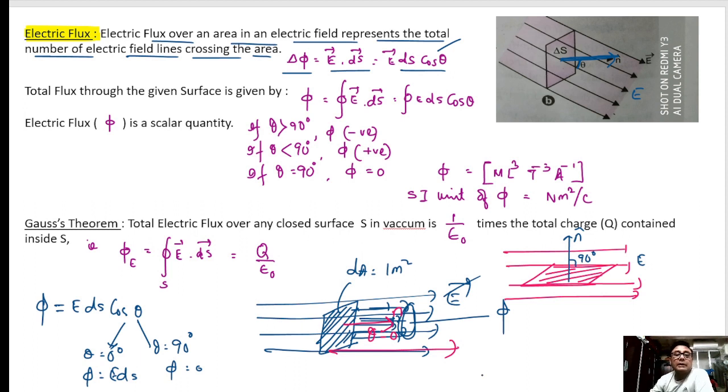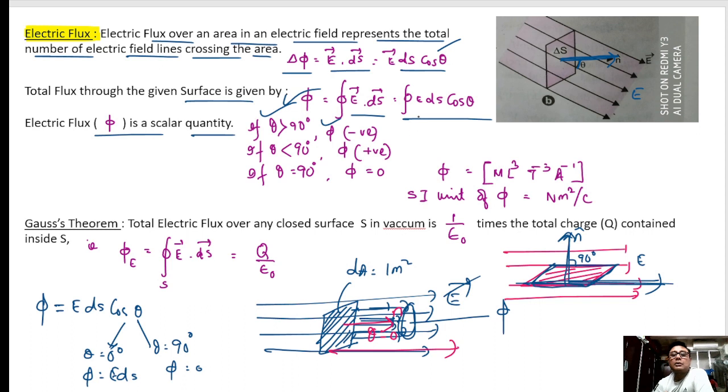So in this case, flux is given as phi equal to, for a closed surface, the line integral of E dot ds, which is E ds cos theta. Theta is the angle between the normal of the surface and the direction of the electric field. So electric flux is a scalar quantity. If theta is greater than 90, phi is negative. Okay, so please remember this.